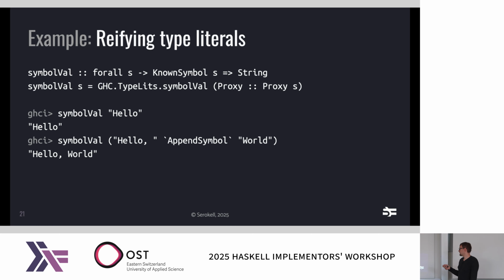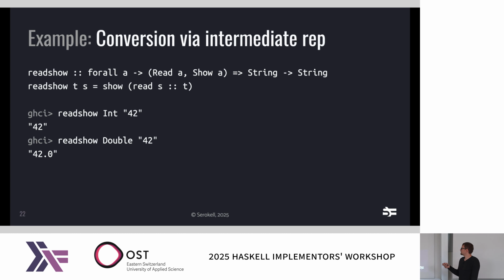We can even use a type family inside what looks like a term level argument, but actually we're using type families here. And then a conversion via intermediate rep. So imagine this read show. It does a read, then a show using some intermediate representation.